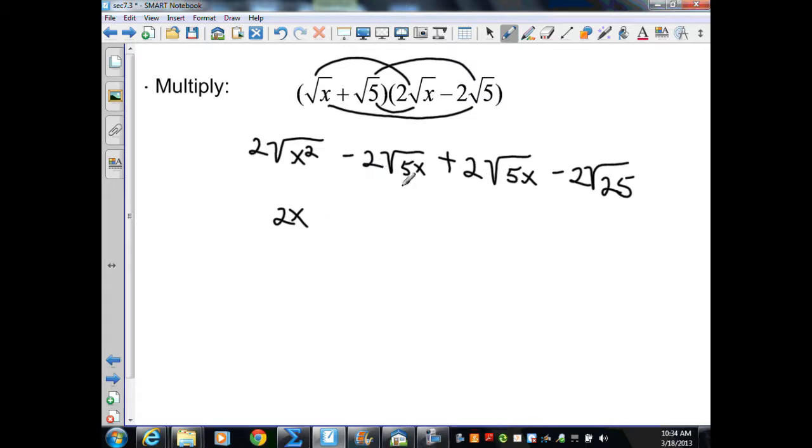These two terms are like terms. Notice my index on the radical is the same, and my radicand is the same. Since they're like terms, I can combine. Here, a negative and a positive, they will cancel out. My last term is going to be a negative, and the square root of 25 is 5, and 5 times 2 is 10. Therefore, 2x minus 10.